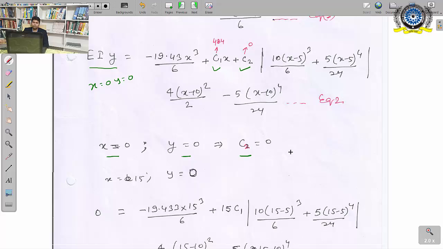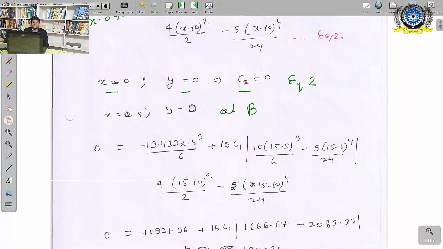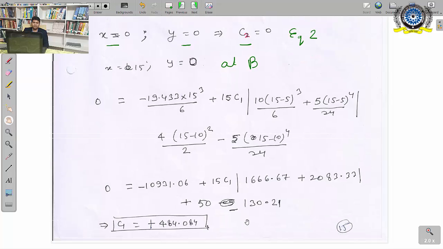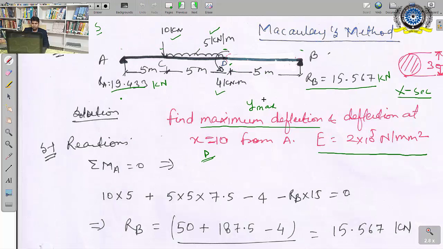You can put this in equation 2: x equal to 0, y equal to 0, so C2 equal to 0. And at x equal to 15, we get y equal to 0, that is at support B. At B, x equal to 15 meter, y equal to 0. When you put this in the equation, you will get that C1 comes out to be 484. We have to calculate the maximum deflection y max.